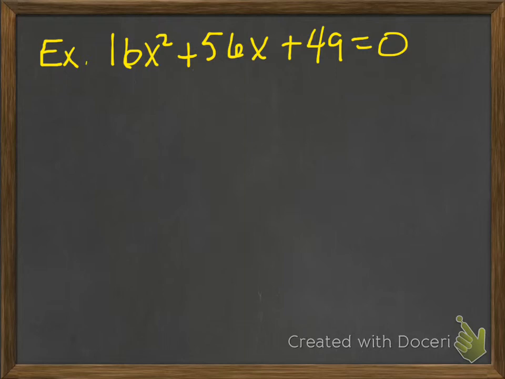What's the square root of 16, by the way? 4. What's the square root of 49? 7. And again, 28 times 2 gives you 56. That's where you get that middle number.